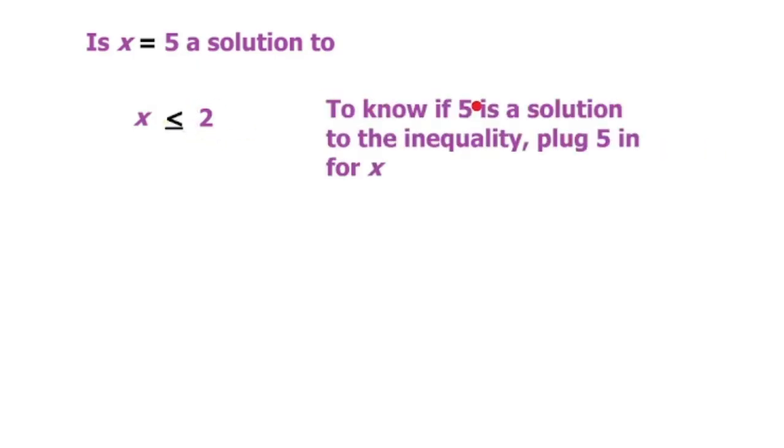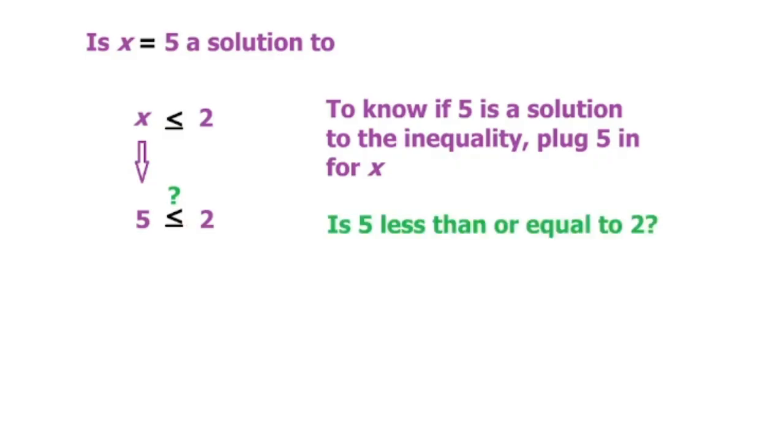So to know if 5 is a solution to the inequality, plug 5 in for x, okay? So that's what you do. Instead of putting x here, you say that x is 5 now, right? So you put 5, and we have to figure out if 5 is less than or equal to 2. Is 5 less than or equal to 2?